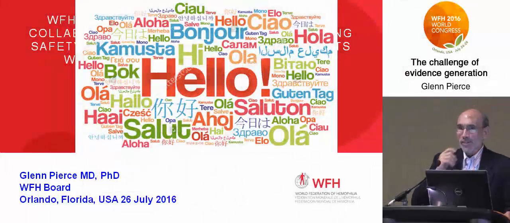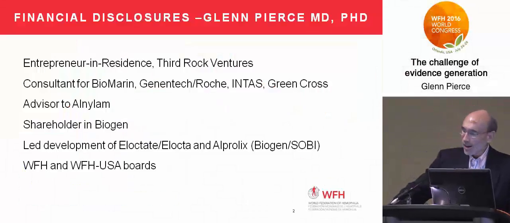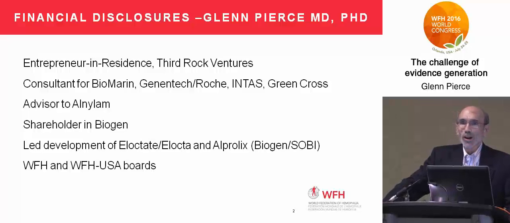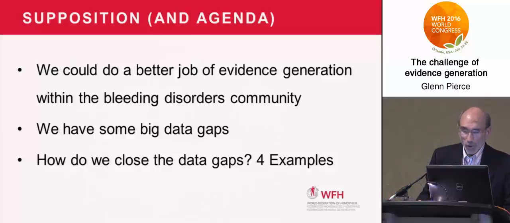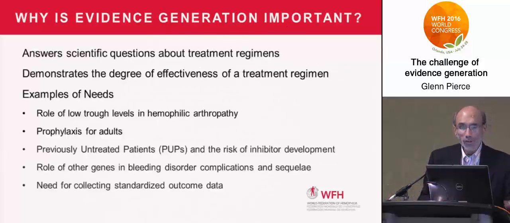So we're talking about evidence generation, and I was suggesting that we could do a much better job of generating evidence within the hemophilia community, despite the fact that in the entire bleeding disorders community we have a lot of ultra-orphan and orphan diseases. We've got some very large data gaps, and as I go through the rationale for evidence generation, I will point out some of those.